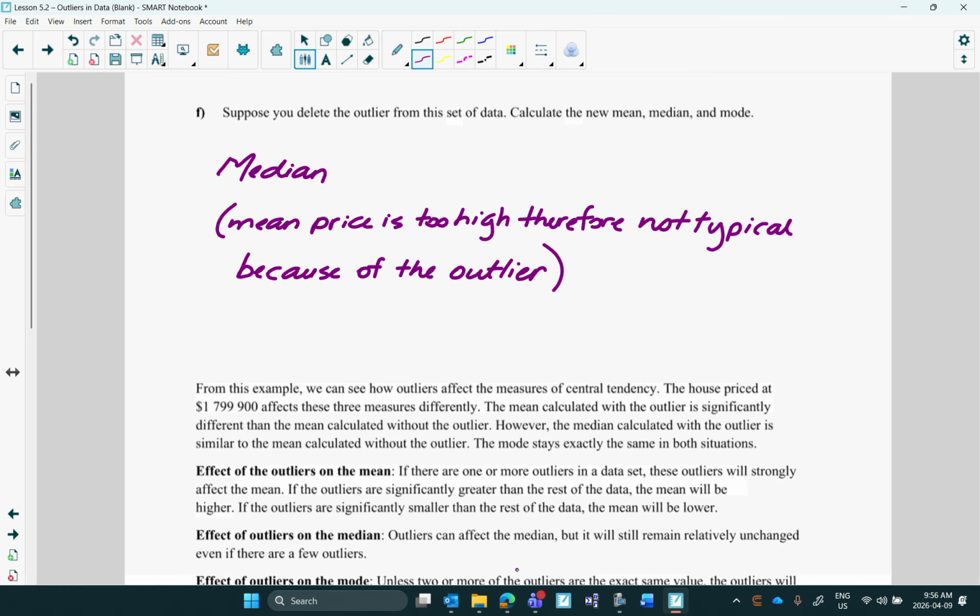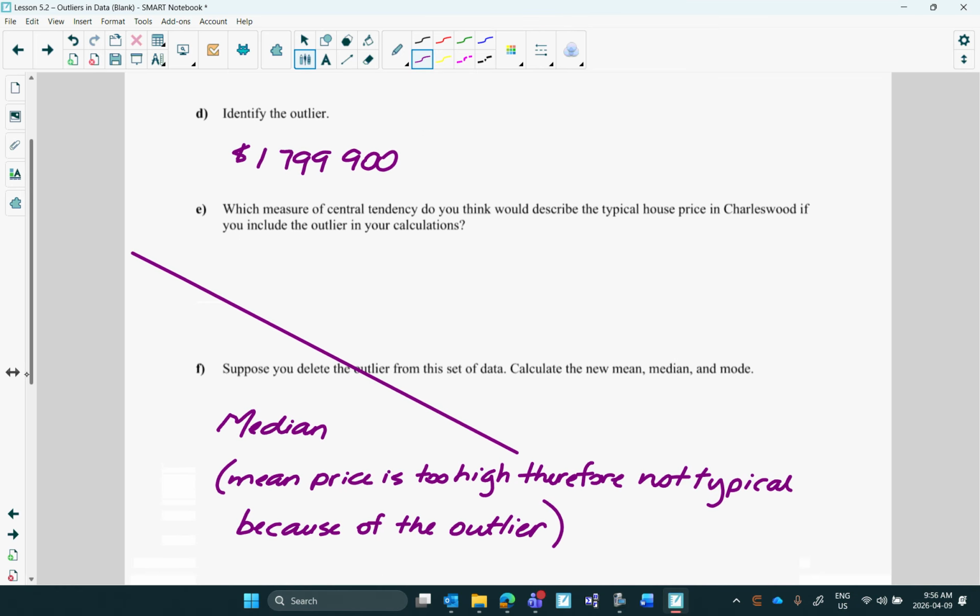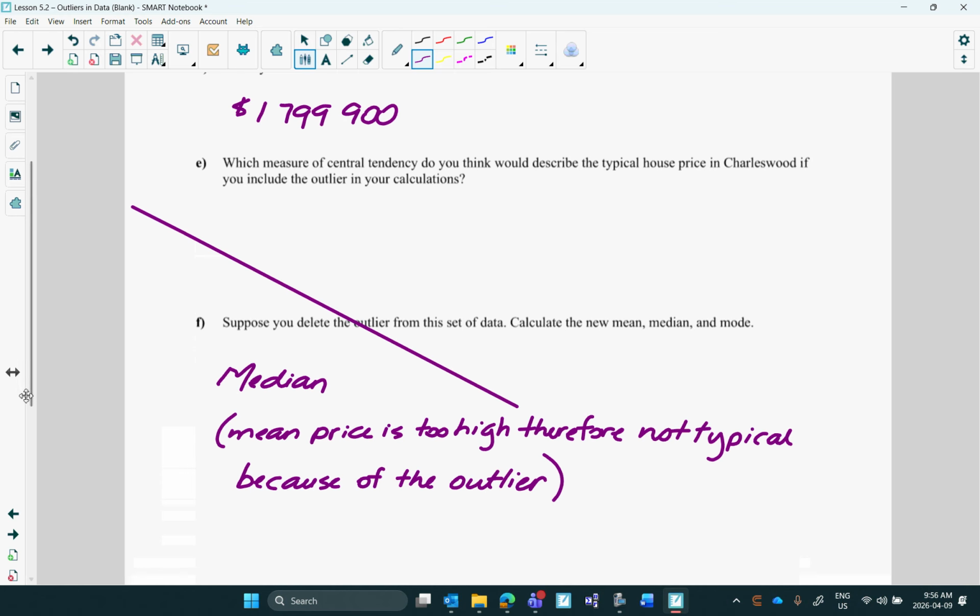In general, oh, shoot. Sorry about that. That should be here.